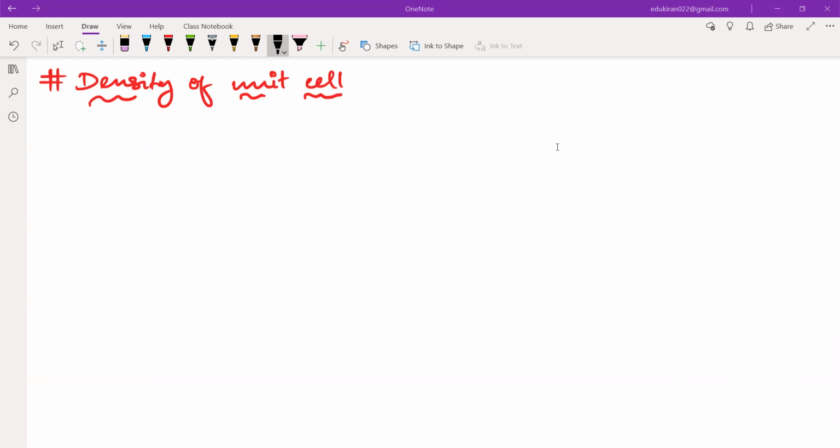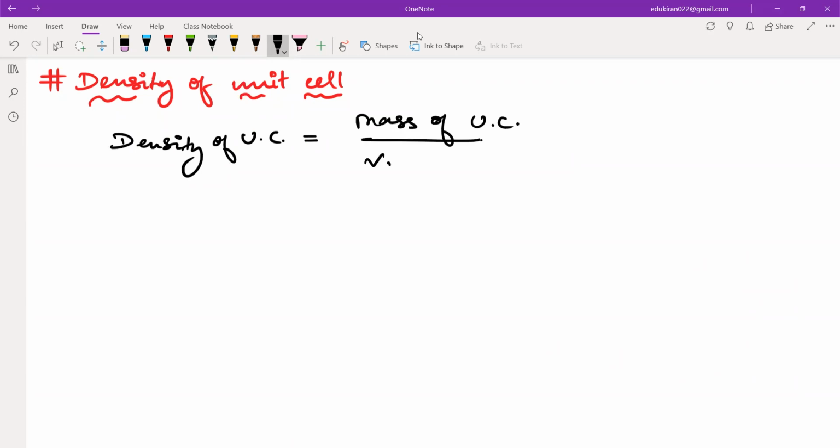Okay, now tell me what is the formula for density? Mass by volume. Very good. For density of unit cell, density of unit cell will be the mass of unit cell divided by the volume of unit cell. Is that right? Correct? What is the mass of unit cell? The mass of unit cell will only be due to atoms in the unit cell.